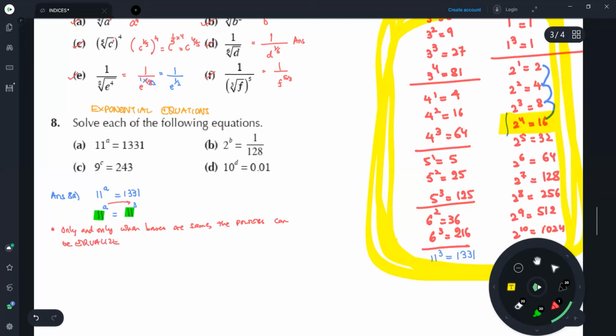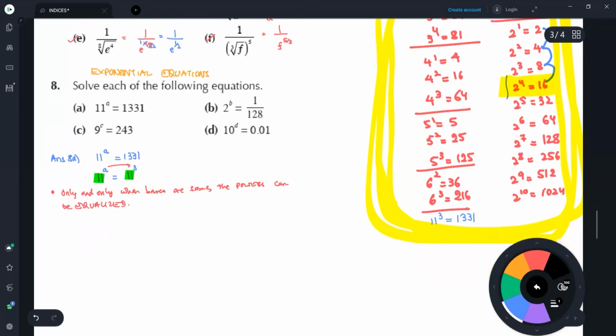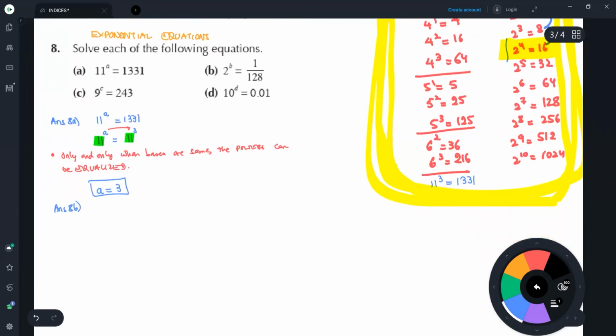Do you understand this, all of you? Yes, sir. Now it says if 11 is correct, then my answer for 8 is A equals 3. Answer number 8B, all of you pay attention.